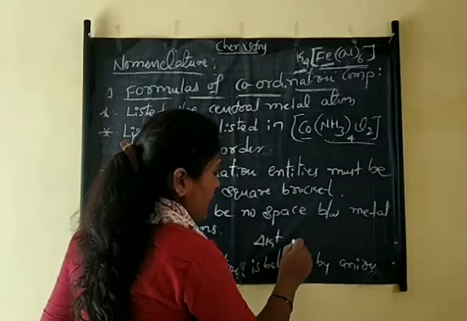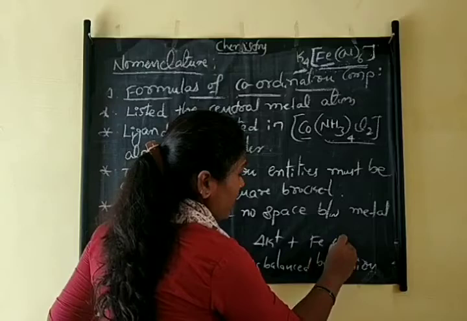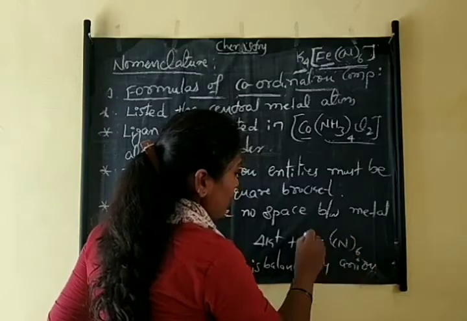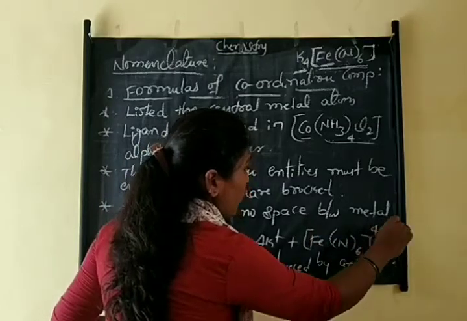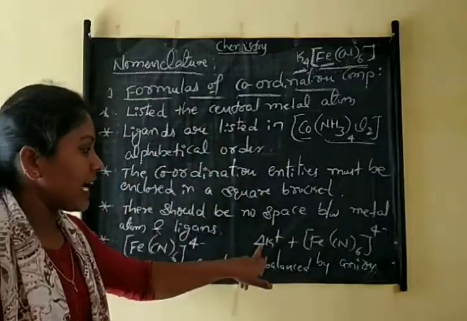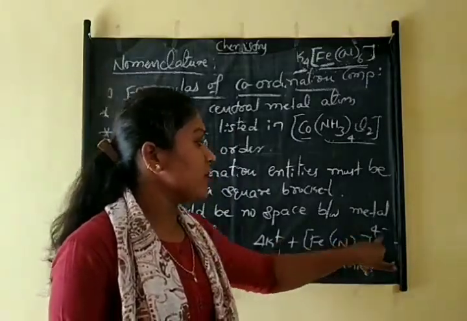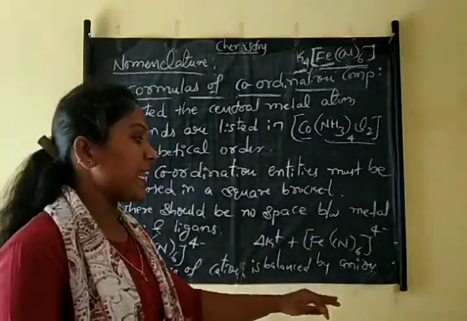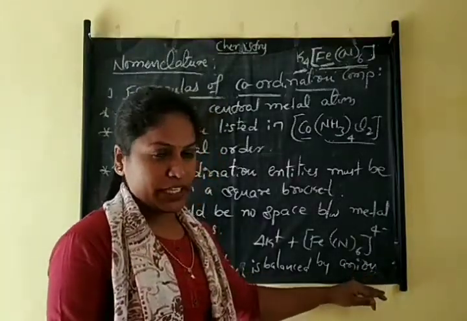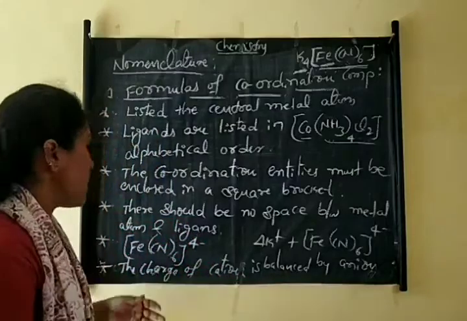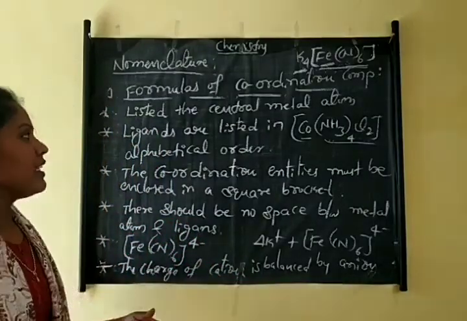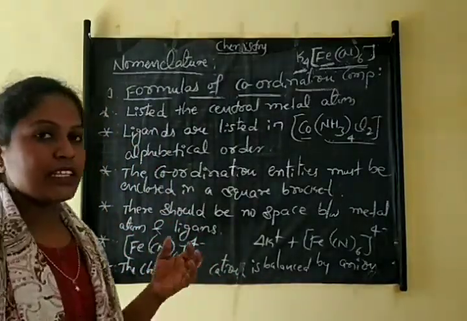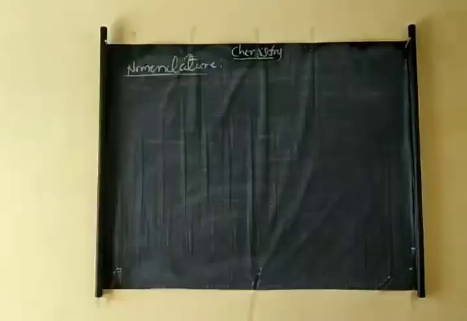K4 [Fe(CN)6] 4 minus. Okay, here the cation is 4 plus and here 4 minus. That is, the charge of the cation is balanced by the anion complex. Okay, yes, that is the last rule.